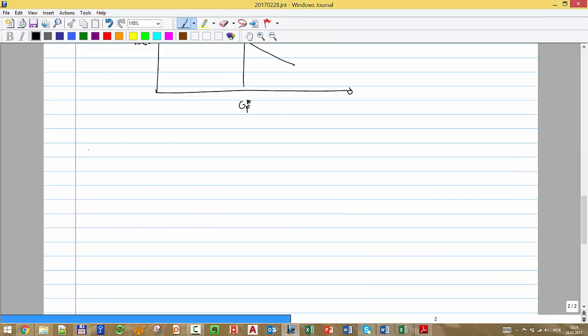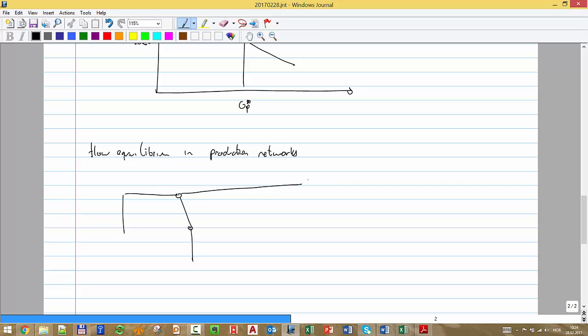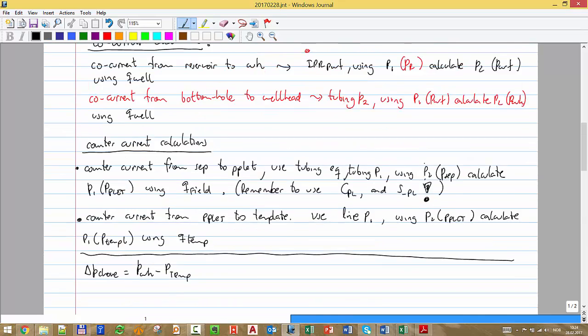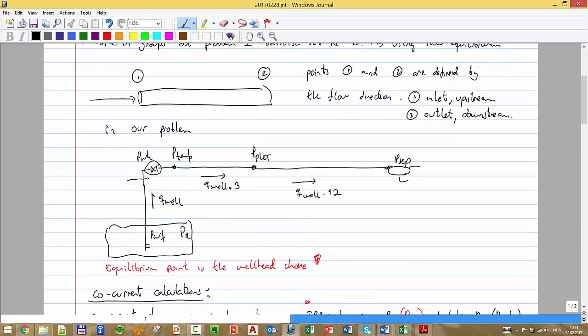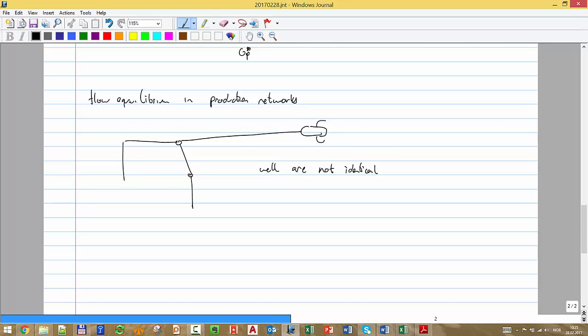Okay, so it's flow equilibrium in production networks. As I mentioned before, we can make a network very simple, just two wells commingling to the same place, and the wells are not identical. In the earlier case, we could make the approximation that we work with one well because all the wells were the same. In this case, wells are different, producing differently.